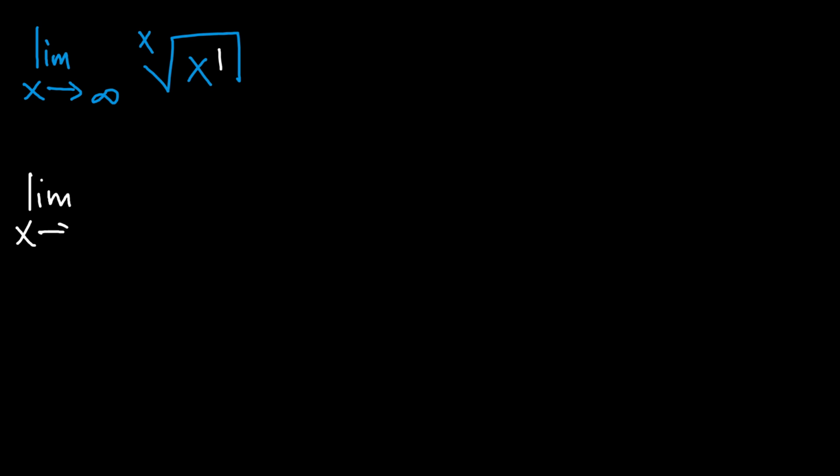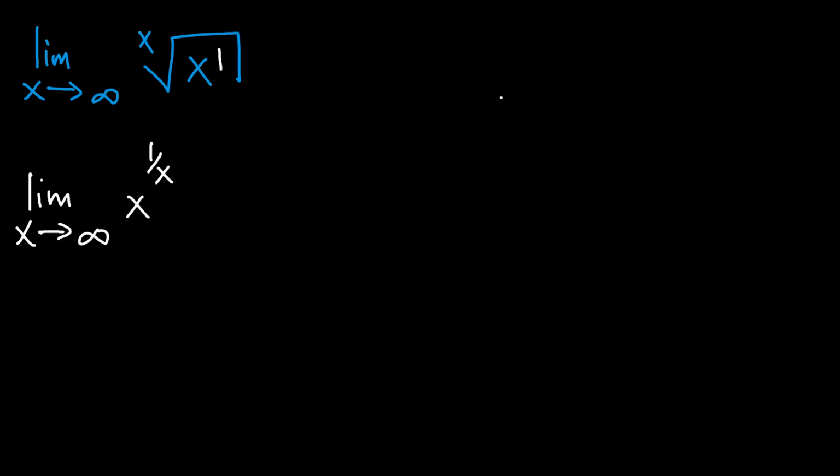In this video, we shall solve the limit as x approaches infinity of the xth root of x. Now in this case, the exponent is 1 and the index is x. So this can also be written as the limit as x approaches infinity of x raised to the power of 1 over x.